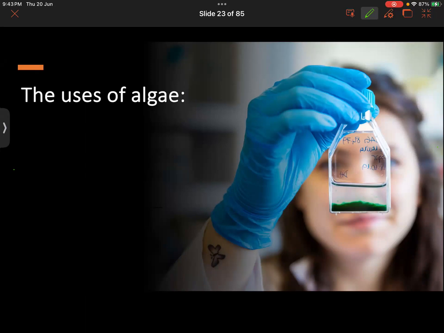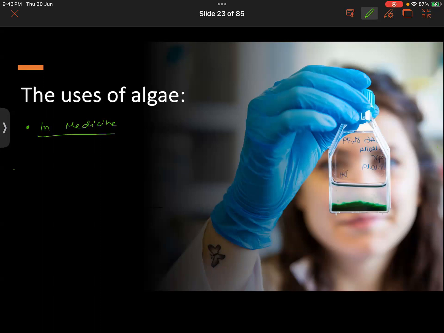See, algae plays an important role in the manufacture of medicine. It is important for agriculture. It is used in industry. It is used as a food also. So some of the common uses of algae are as follows. It will be used in manufacture of certain types of medicines.